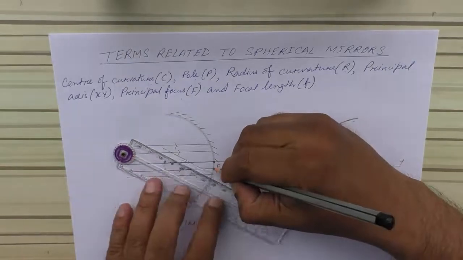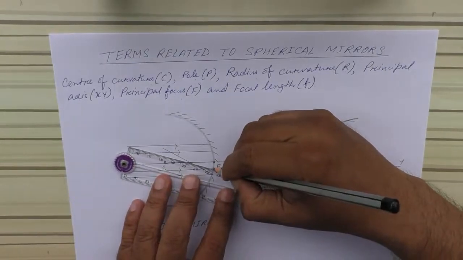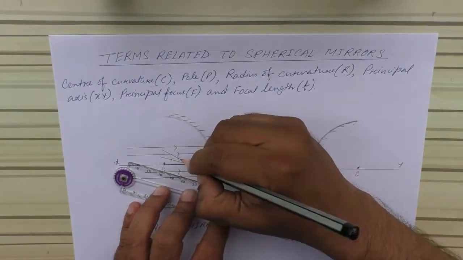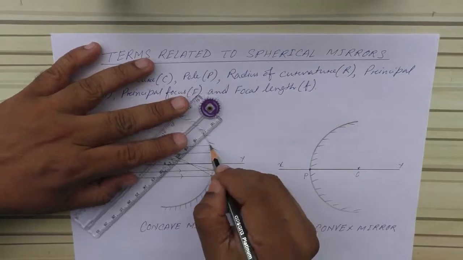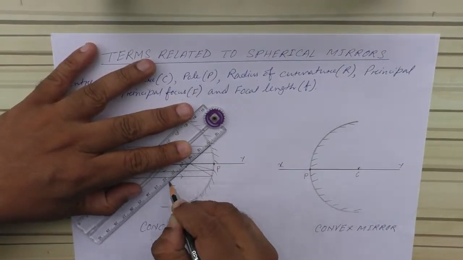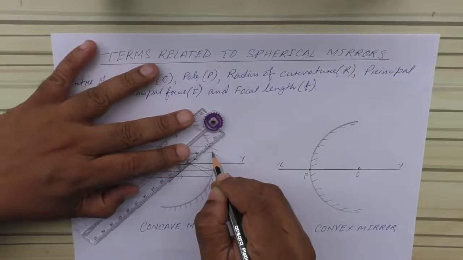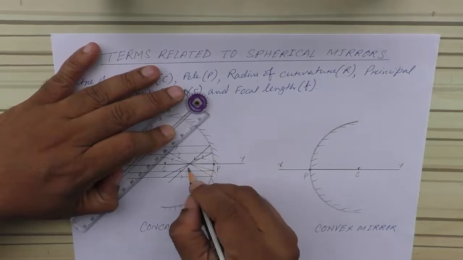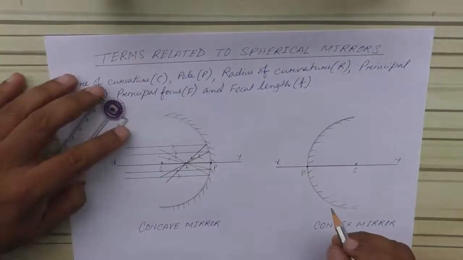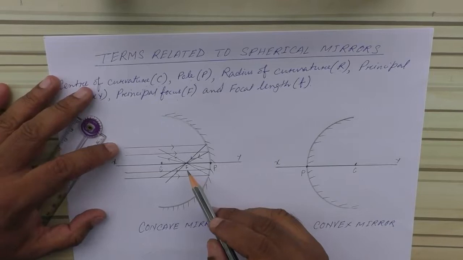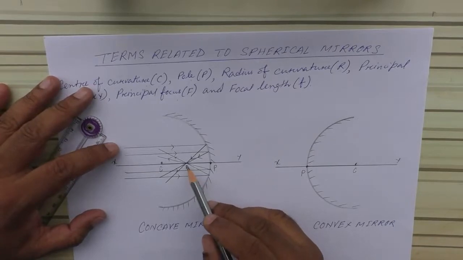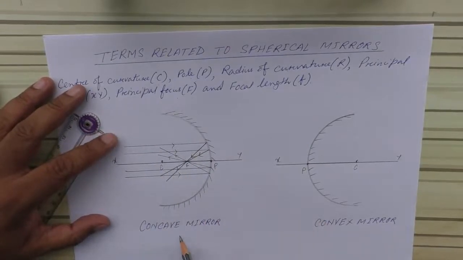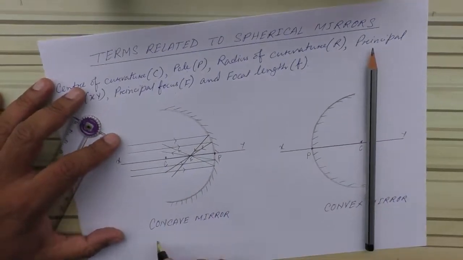Will always pass through a point on the principal axis. Each ray of light after reflection passes through that point, and this point on the principal axis is principal focus. This point is principal focus, and principal focus of concave mirror is real because light rays actually intersect here, and for this reason only concave mirror is also called converging mirror.